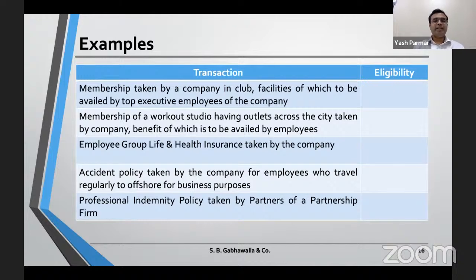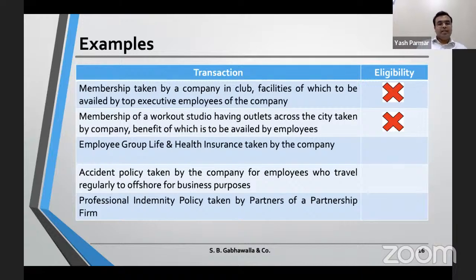Membership taken by a company in a club, the facilities of which are to be used and availed by top executive employees of the company. Again, this is a block credit. Membership of a club is a block credit. Membership of a workout studio having outlets across the city taken by a company, the benefit of which is to be availed by employees. Again, we saw that fitness and health related services are a block credit and therefore this ITC will not be available.